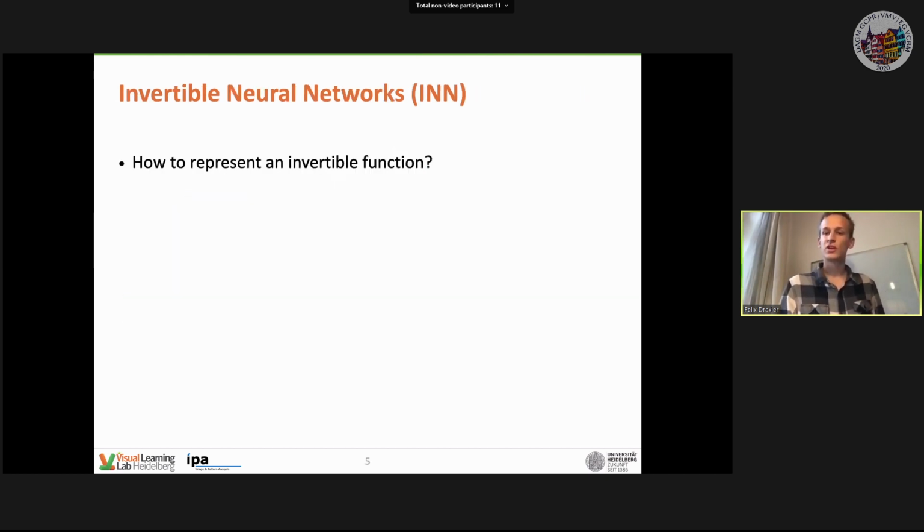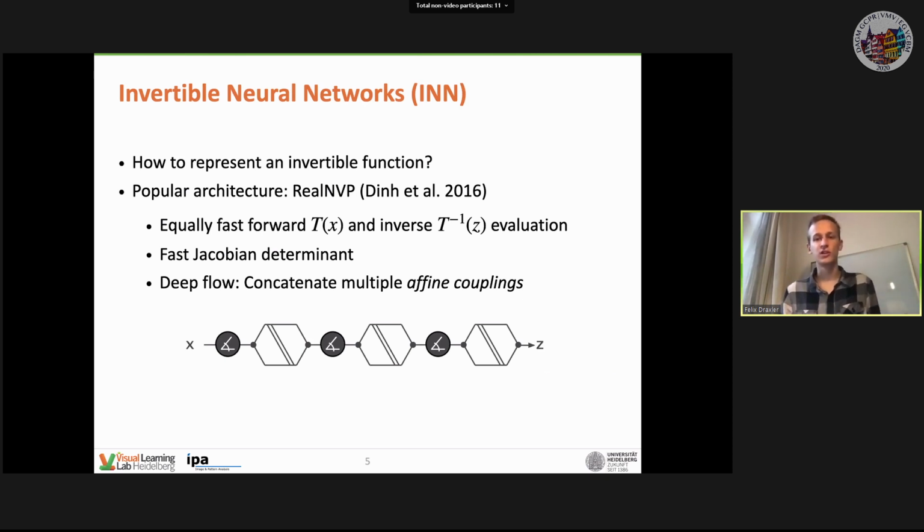Now, how can we represent such an invertible function? One way to do it is with neural networks that are constrained to be invertible. A popular architecture is the RealNVP architecture. It's popular because it's equally fast both in forward and inverse direction. It also has fast access to the Jacobian determinant, which we need to actually evaluate mu of x for a given point x. It's a deep flow, which concatenates multiple so-called affine couplings or RealNVP couplings. There are many ways to represent invertible functions. Another one is given by my co-author Jonathan tomorrow at 11:15, also GCPR.